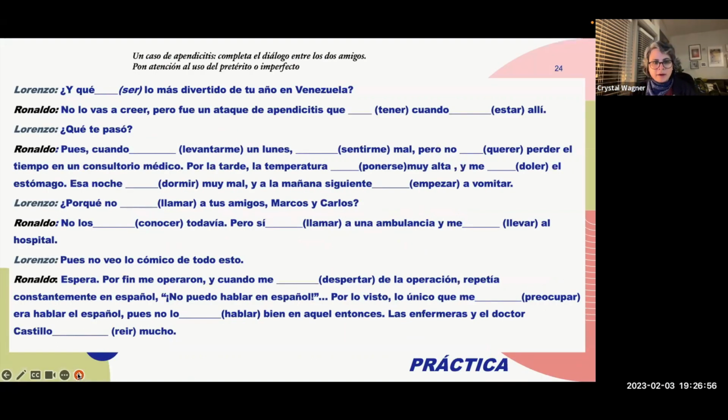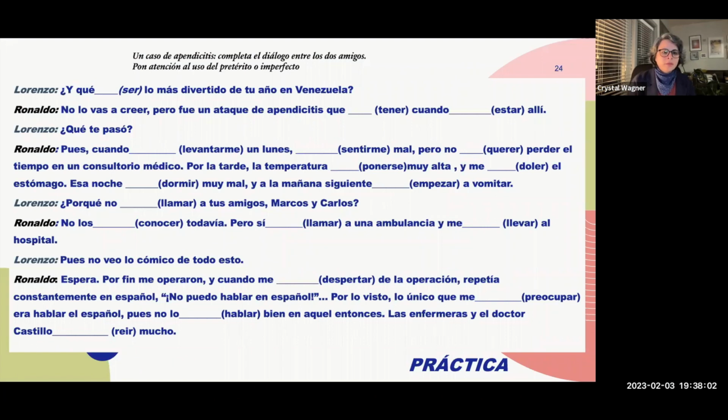Now, en este párrafo, in this paragraph, I'm not really going to translate it for you because it's using the vocabulary, el vocabulario del capítulo for the chapter. I will be translating or interpreting some of the words here and there to give you some context, okay? Es un caso de appendicitis, right? This is a cognate because it's spelled the same way and it means the same thing in both languages. So let's see here. Completa el diálogo entre los dos amigos. Pon atención al uso del pretérito o el imperfecto.